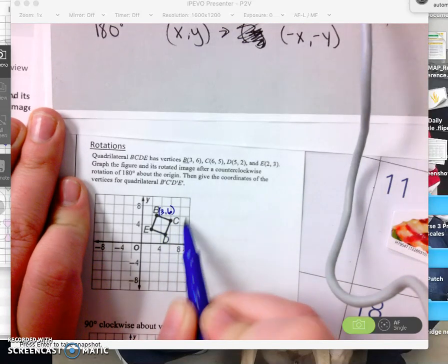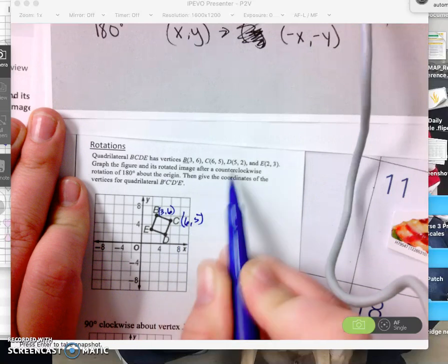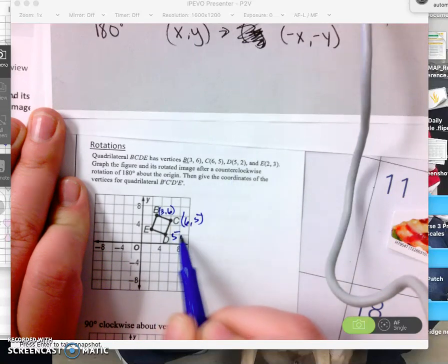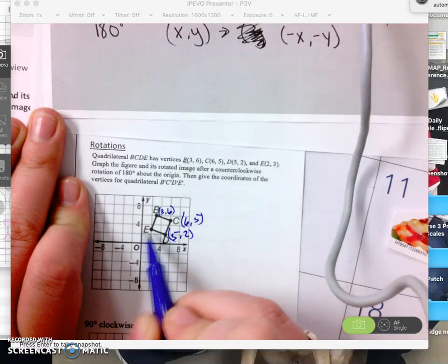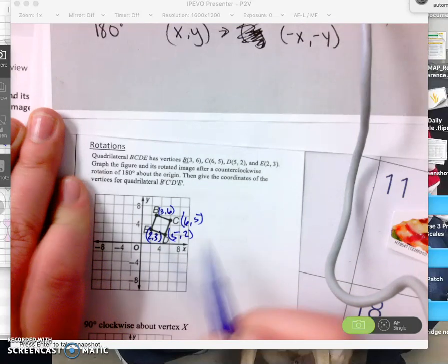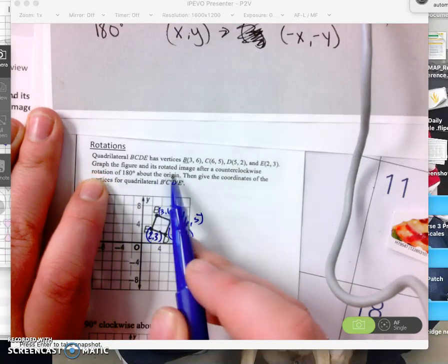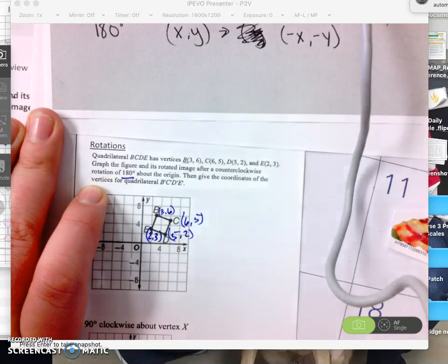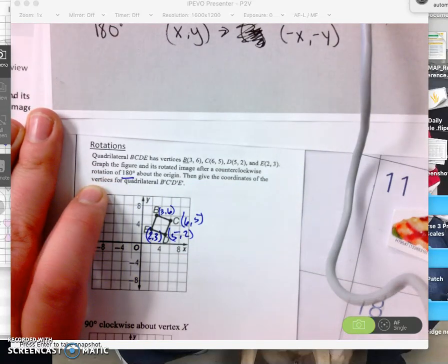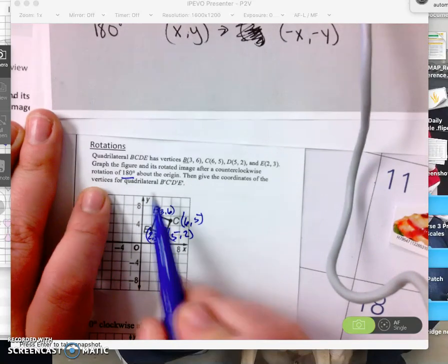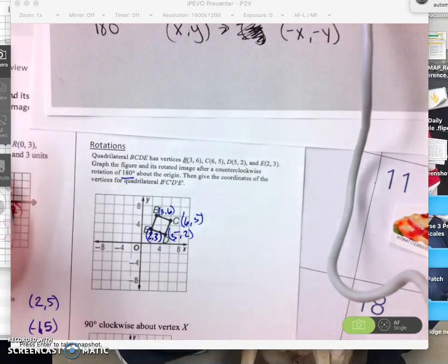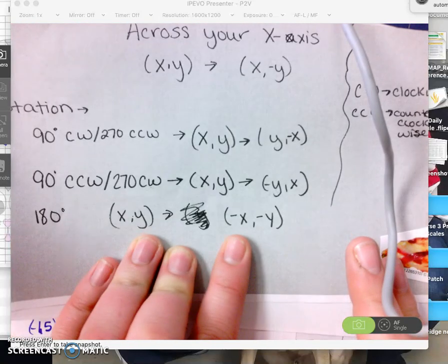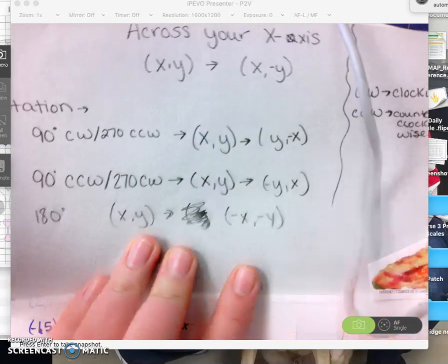C has 6, 5. D is 5, 2. And 2, 3. And you need to graph the figure and its rotated image after a counterclockwise rotation of 180. Remember 180? It doesn't matter clockwise or counterclockwise. So around the origin, they give the coordinates. So my new points, when I do 180, all I'm doing is negating or making the opposite of the x and the y. I don't flip them at all.